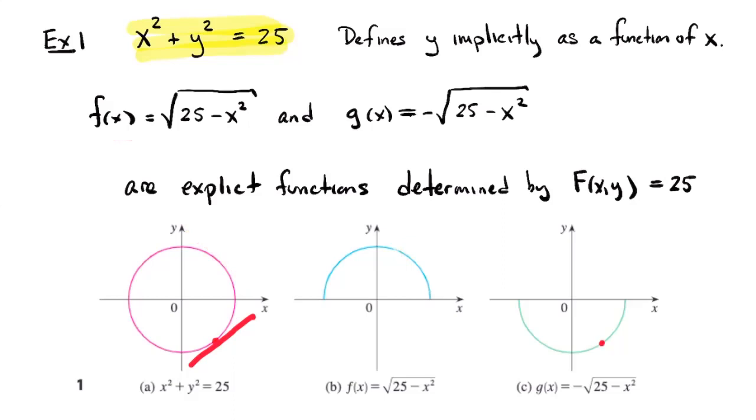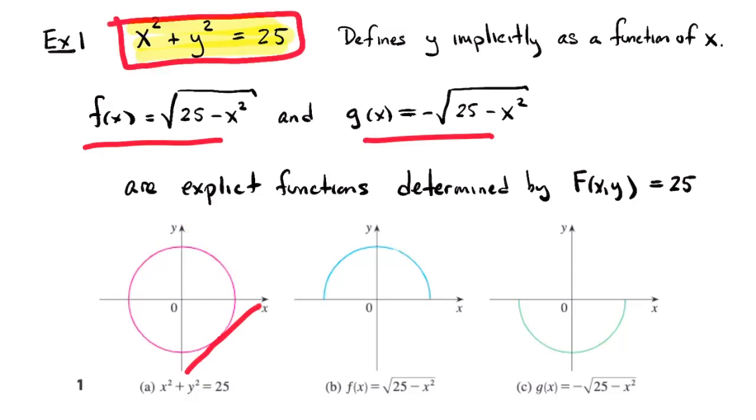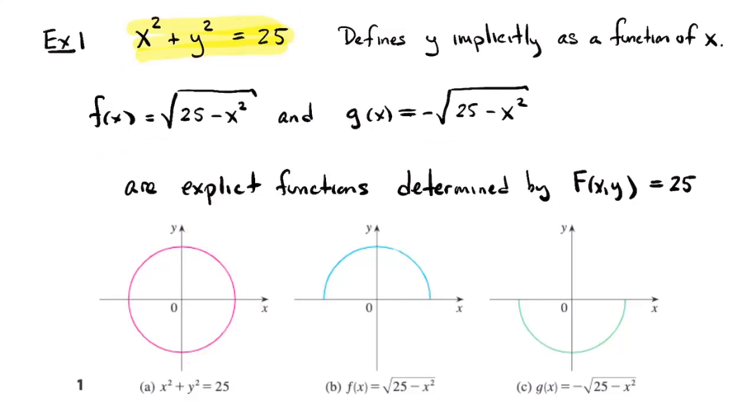But in this section, I want to show you a technique where it's not necessary to have these explicit functions if you just want to answer a question like, what's the slope of that line? You can do it right from this form. That's what implicit differentiation is.